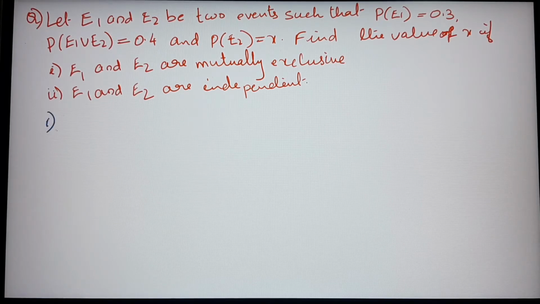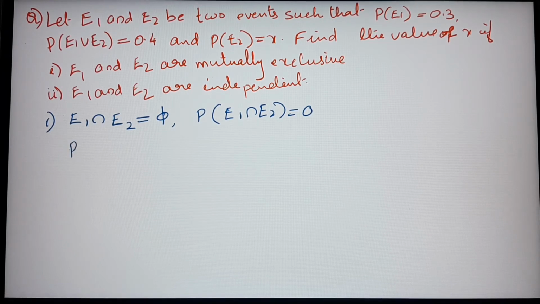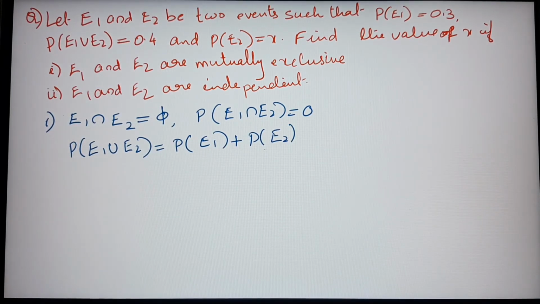Okay, so in the first part we have to find X when E1 and E2 are mutually exclusive. We know when two events are mutually exclusive, their intersection is a null set. That is, E1 intersection E2 is phi or null set. Now if E1 intersection E2 is a null set, we can say probability of E1 intersection E2 is equal to 0, and probability of E1 union E2 equal to probability of E1 plus probability of E2. We don't have to consider probability of E1 intersection E2 since it is 0.